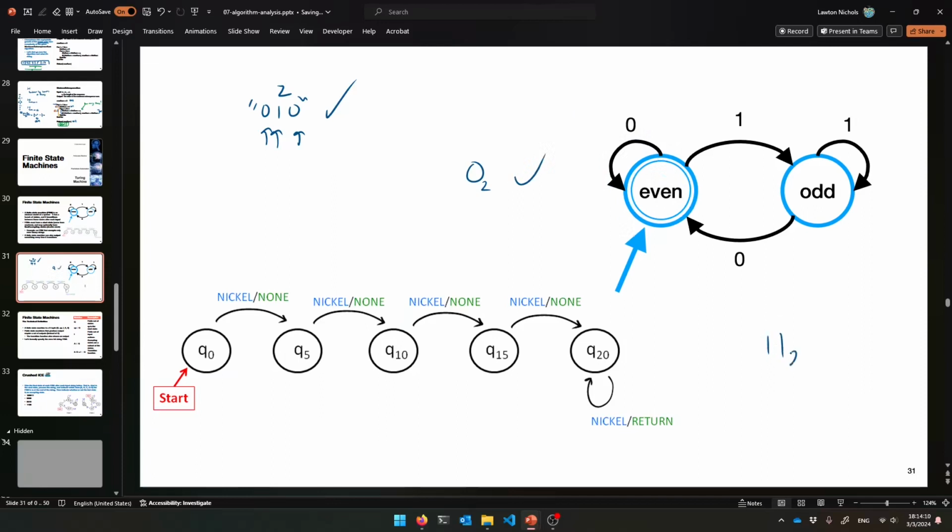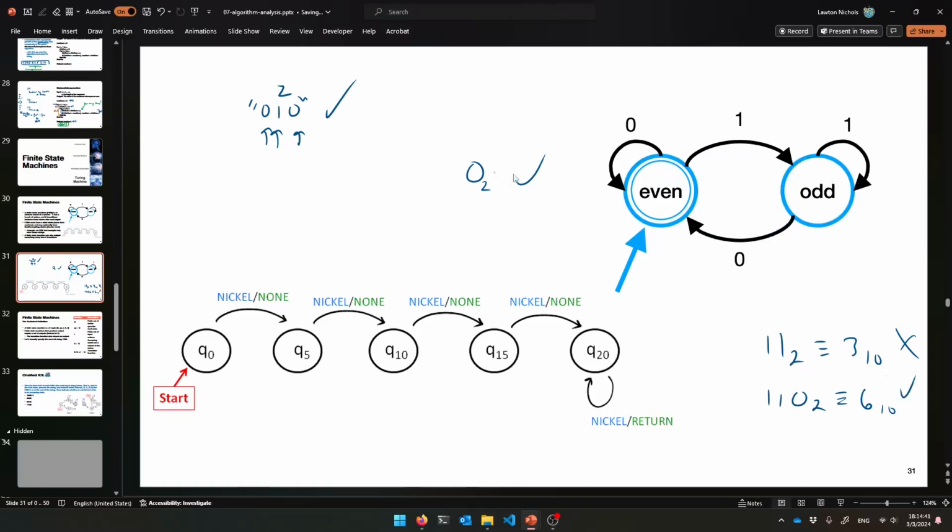But like 1, 1, what's that? That's equivalent to 3 in decimal. That's an odd number. So 1, 1, starting here, feed it the 1, you're in odd. Feed it the 1 again, you're still in odd. This is a string that's not accepted by the finite state machine. But if you add another 0, because you were 1, 1, that makes it now 6, right? Adding a 0 multiplies by 2. So you were here, you added that 0, you're back in even. Now you're accepted again. See that? That's the idea.